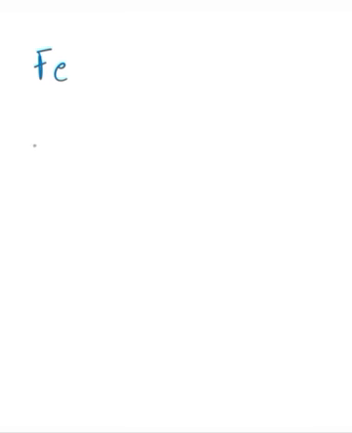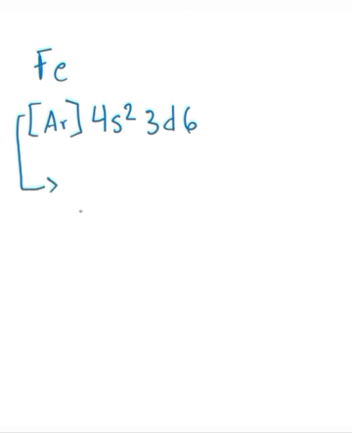If you remember the electron configuration of iron, it's argon 4s2 3d6. So that's the electron configuration for iron. And we know that metals tend to lose electrons, and that's what makes them ions. And transition metals can have different ions.